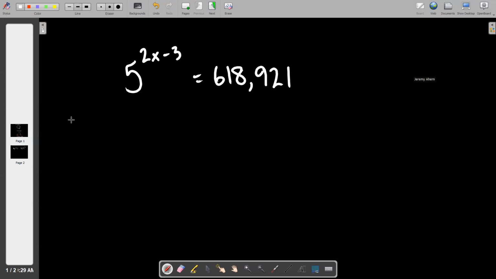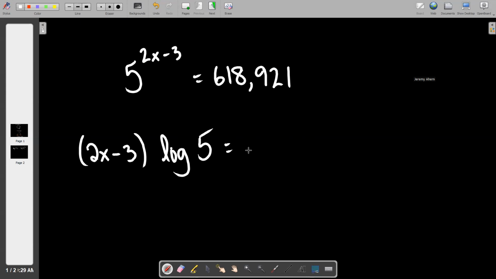So in our next step, we're going to bring him down in front, and we're going to have 2x minus 3 times the log of 5 is equal to the log of 618,921.